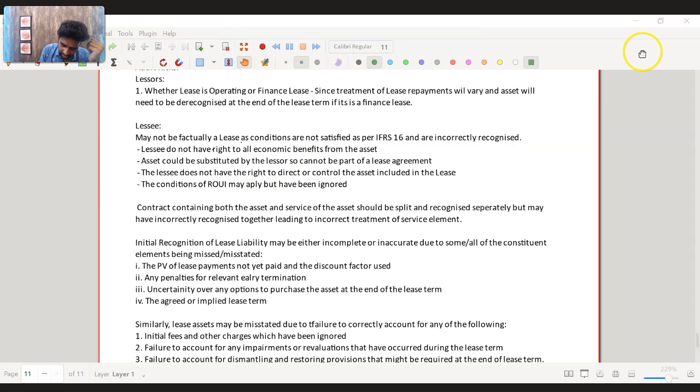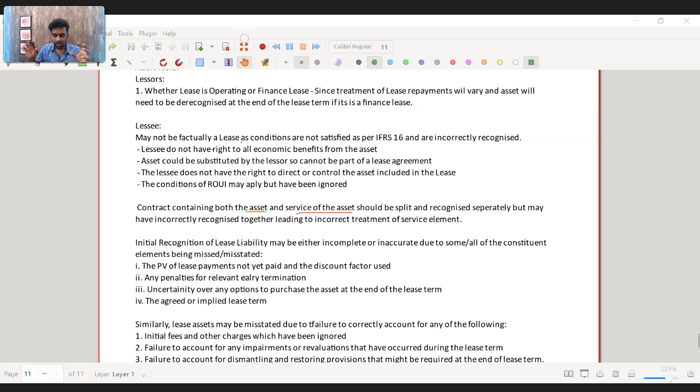So the contract also, when it comes to recognizing ROU asset, it's very clearly mentioned in IFRS 16 that the cost of the asset and cost of service of the asset should be separated out. Like in IAS 16, we have an explanation of capitalized cost and maintenance cost. So capitalization cost has to be capitalized into the financial position. Cost of maintenance has to be expensed.